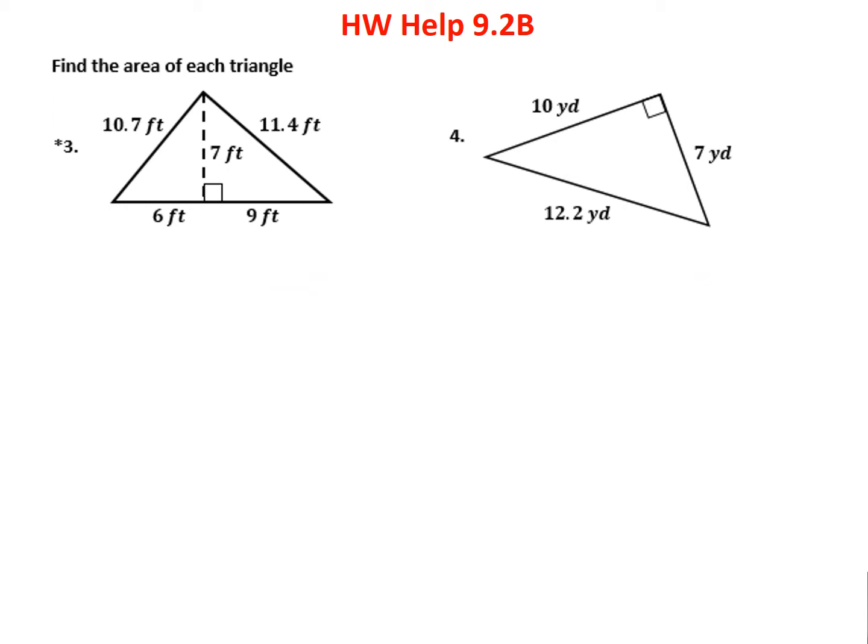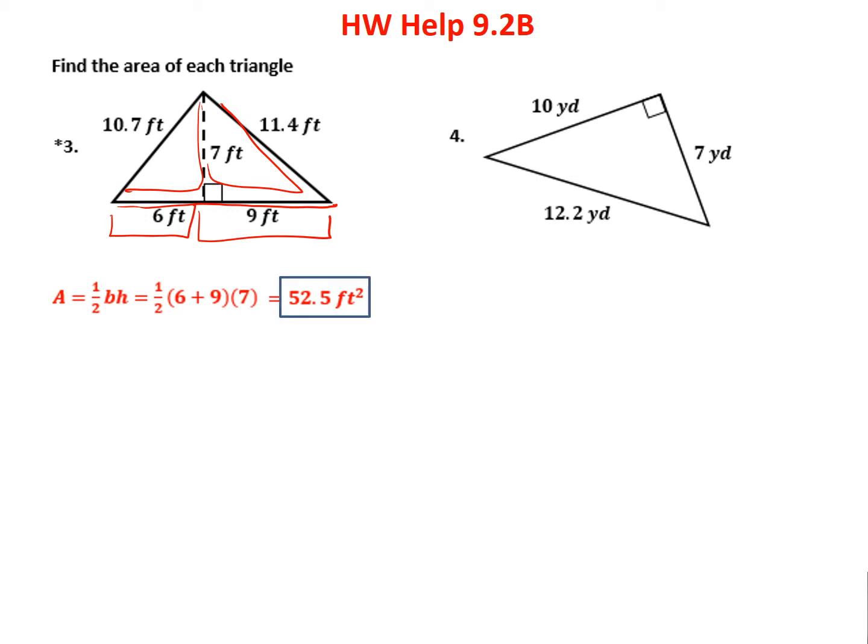Problem 3 shows us a triangle where the base is actually split into two. We have 6 foot and 9 foot. You could actually find the area of two different triangles here if you wanted to, but in our case we just need the base, which is the full base, 6 plus 9 times 7. And so we'll put that in there. 1/2 base times height is 1/2 6 plus 9, which is 15 times 7. So we end up with 52.5, and this time feet squared.